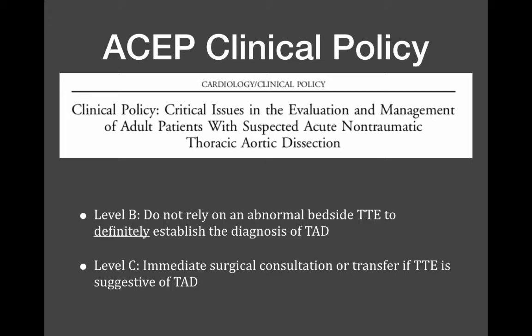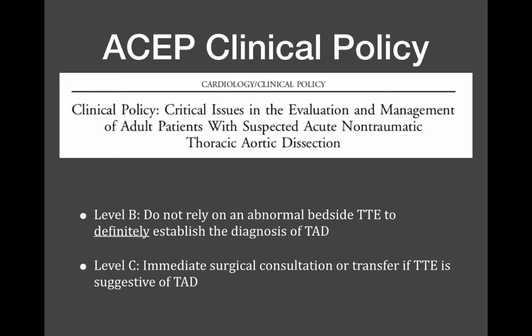The first one is a level B recommendation that states that you shouldn't rely on an abnormal bedside TTE to definitively establish the diagnosis of thoracic aortic dissection. I think most of us would agree the gold standard for diagnosis of thoracic aortic dissection is a CT angiogram of the chest, or perhaps a TEE. Probably can throw an MRA into that group as well. Those are really the diagnostic tests.